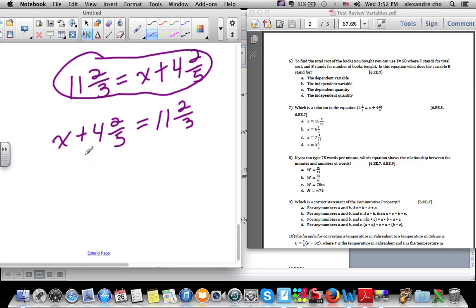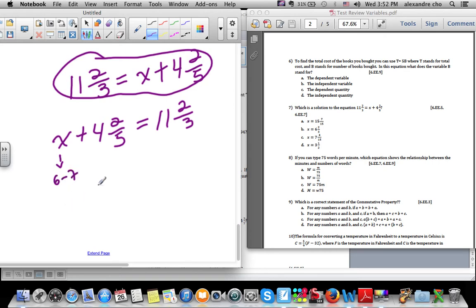So if you were to take a guess, what plus 4 would give you about 11? It obviously has to be around 7, maybe 6, depending on how big the fraction is. So around 6 and 7 would be my guess. So X could be anywhere from 6 to 7.